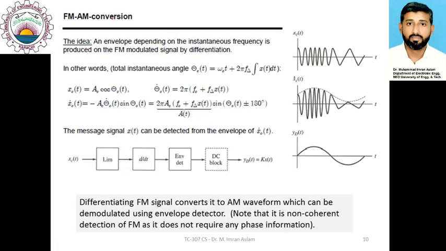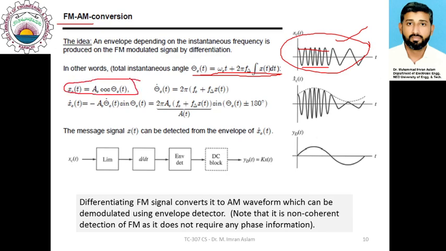So let us start discussing this FM to AM conversion. What is FM, and how can we convert an FM signal to an AM signal? Consider that you have an FM signal. You can see that the amplitude is constant and the frequency is changing as the message is changing. This is the FM waveform here. The instantaneous angle would be given by this relationship: theta(t) = omega_c t + 2 pi f_delta times the integral of x(t). The waveform is represented by this expression.